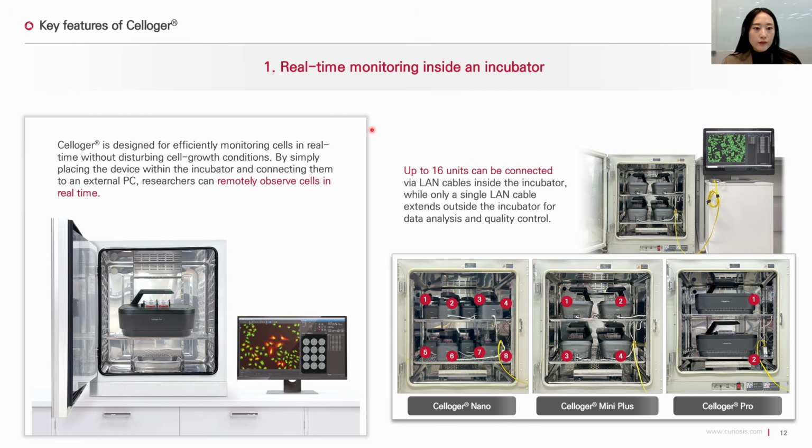One of the key strengths of the CellLogger series is that you can place it directly inside an incubator, allowing continuous monitoring without disturbing the cells. You can view and control everything remotely from an external PC or laptop, keeping culture conditions completely stable. For higher throughput, up to 16 units can be connected in one incubator, while only one LAN cable is needed outside for control and data analysis. This ensures continuous, contamination-free, and reproducible imaging.